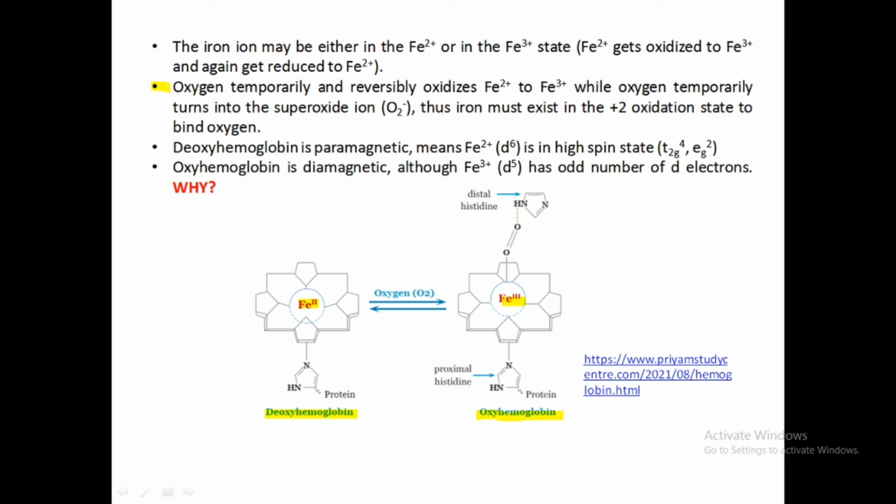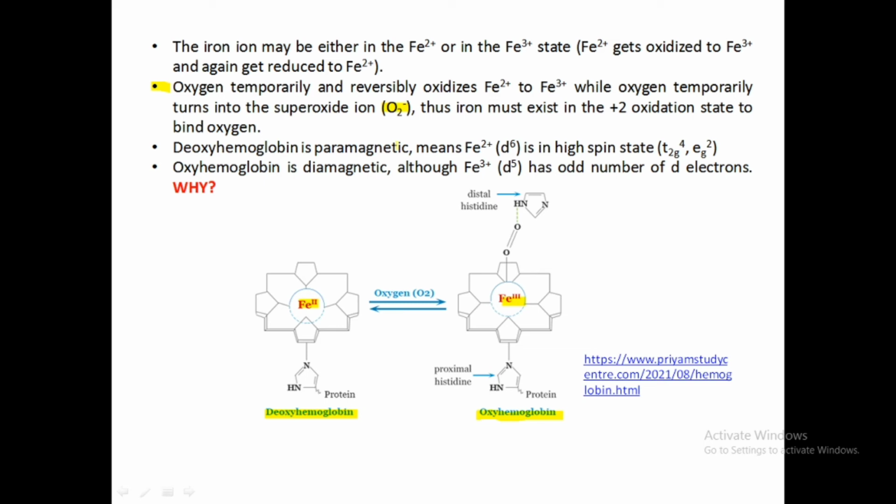Now in superoxide ion, the anion is represented as O2-, wherein each oxygen atom carries a charge of -1/2. The overall oxidation state of O2 is -1. That tells us that each oxygen atom carries a charge of -1/2. Thus, we can conclude that in the deoxy form or in the unbound form, iron is present in the +2 oxidation state, and then only it is able to bind to oxygen, get oxidized to Fe3+, and in the same process, O2 gets converted into superoxide ion.